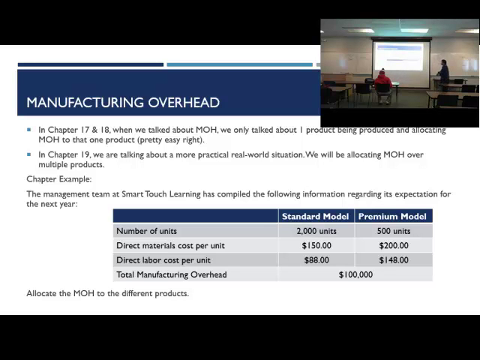The management team at Smart Touch Learning had compiled the following information regarding its expectations for the year. They expect that in this next year they're going to make 2,000 units of a standard model tablet. The direct material cost per unit is $150. The direct labor is $88 a unit. Now, what are three things that we need to have in every single manufacturing product cost?